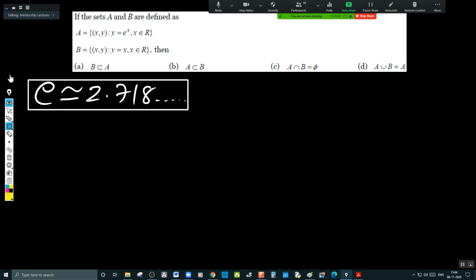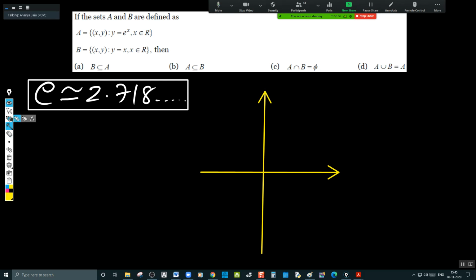Let us now move to the question. What is A given? y is equal to e power x. What is B given? y is equal to x. Let me understand how many of you can tell me the graph of y is equal to x. Straight line passing through the origin. Just like the previous case, but just opposite to this. That is, it goes through the first and third quadrants.